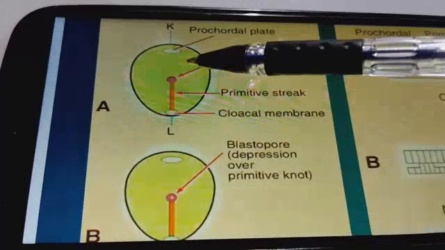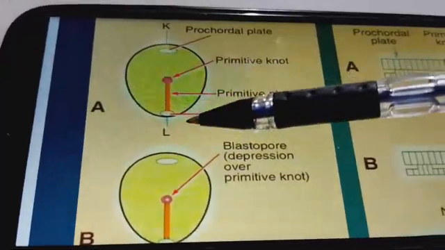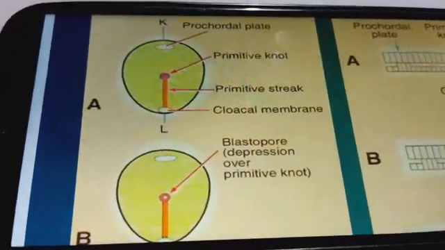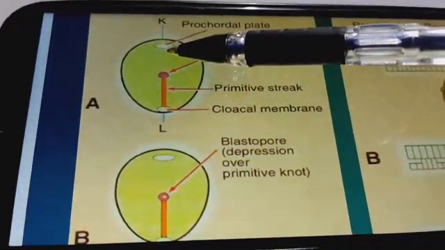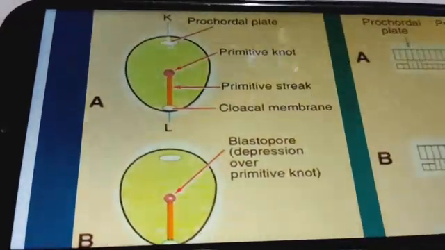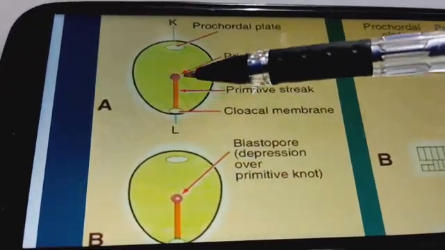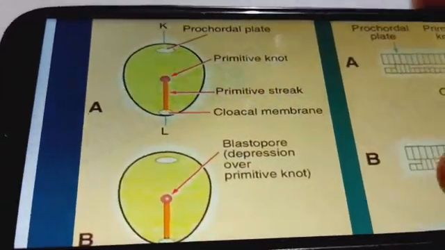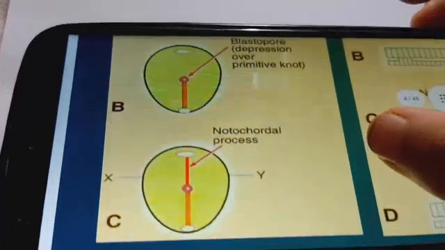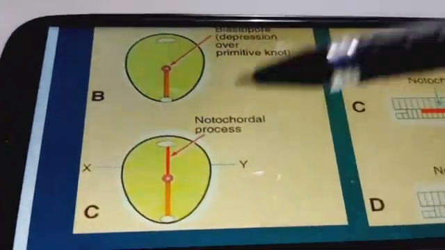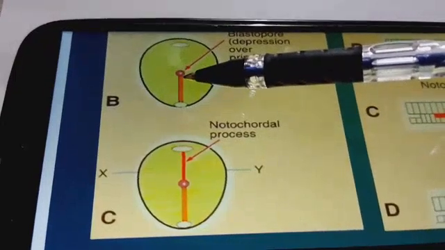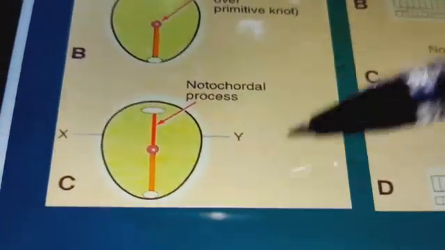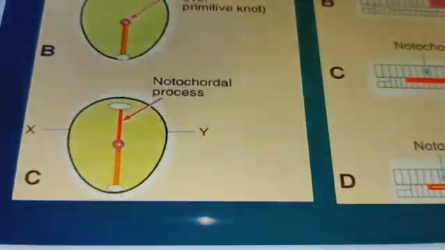As we know, this is the prochordal plate and this is the cloacal membrane, and the primitive streak. The cells of the primitive streak proliferate and move towards the prochordal plate. Halfway, it forms a bulge-like structure called the primitive knot or the primitive node. In the primitive node, at a later point of time, there develops a small hole called the blastopore, and the cells pass through this hole in order to form the notochordal process.